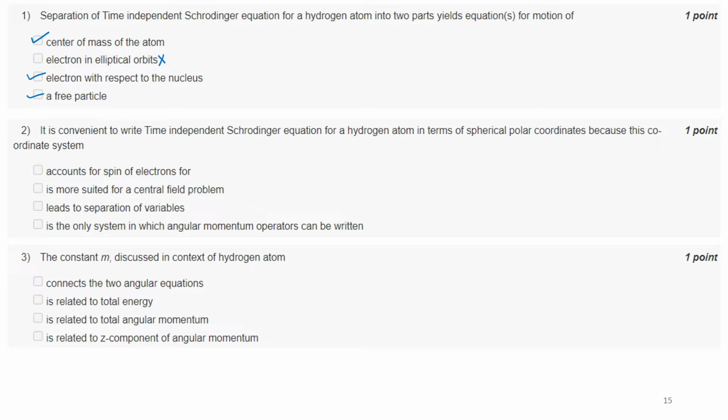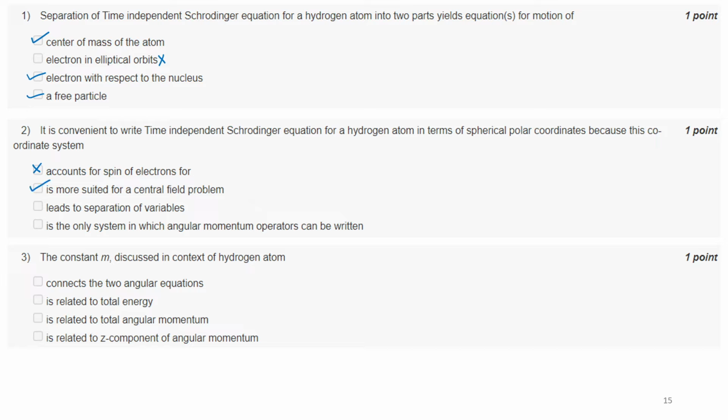So question number 2 is: it is convenient to write the time independent Schrodinger equation for a hydrogen atom in terms of spherical polar coordinates, because this coordinate system, it is also a multiple correct answer, as you can see from the squares. Accounts for spin of the electron, no, this is not correct. In the Schrodinger equation, spin is not there. Is more suited for a central field problem, it is correct.